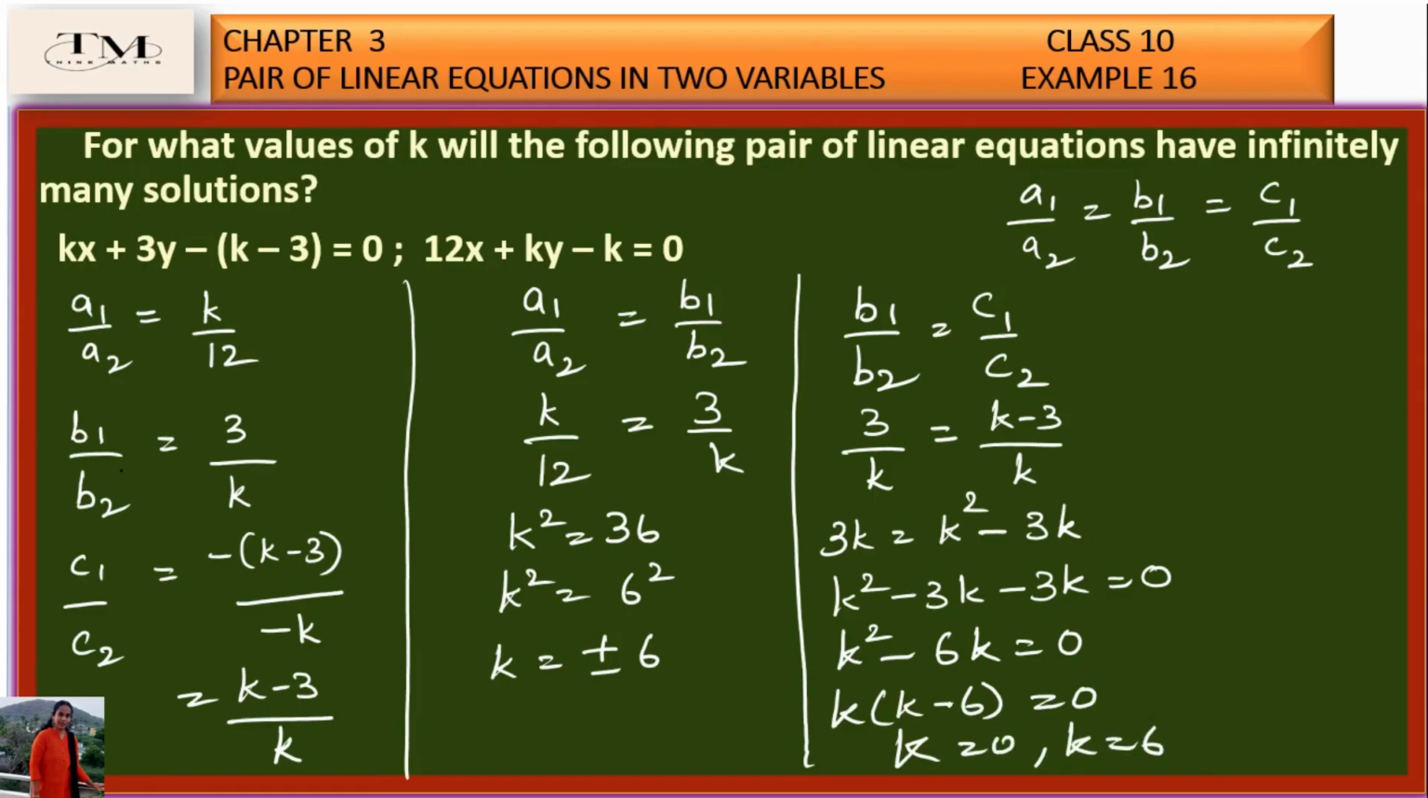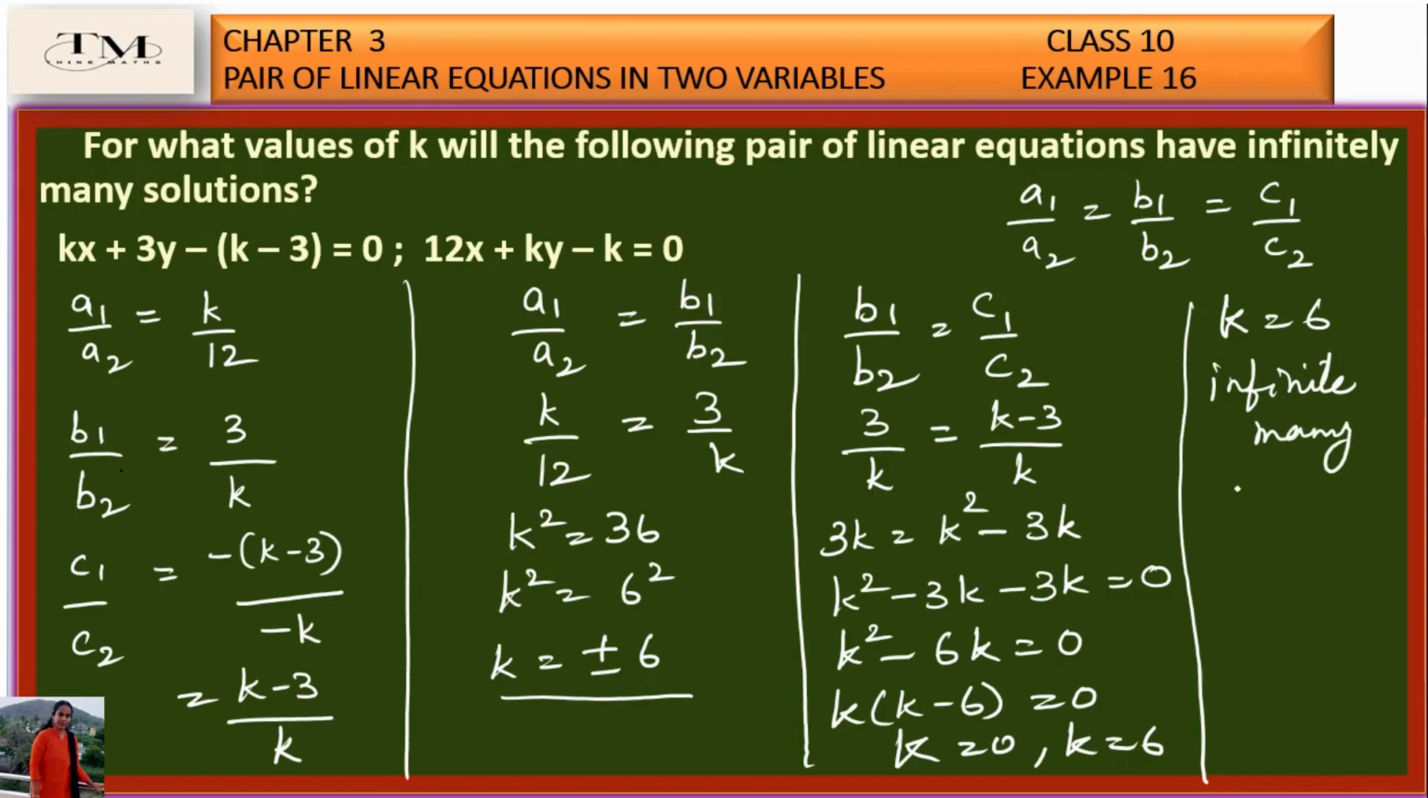So we got two conditions. If we compare these two conditions, here K is equal to plus or minus 6, here K is equal to 0 or 6. So the common solution is K is equal to plus 6. So for K equal to 6, we will get infinitely many solutions for this example. When K is equal to 6, we get infinitely many solutions. I hope you can understand this problem.